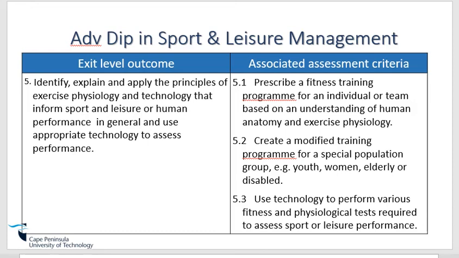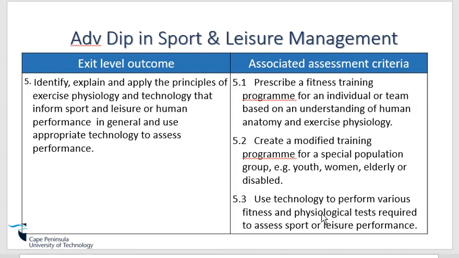Associated assessment criteria could be: prescribe a fitness training program for an individual or team based on an understanding of human anatomy and exercise physiology. The second one would be: create a modified training program for a special population group, e.g. youth, women, elderly, or disabled. And then finally: use technology to perform various fitness and physiological tests required to assess sport or leisure performance.